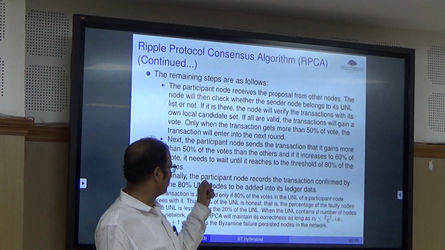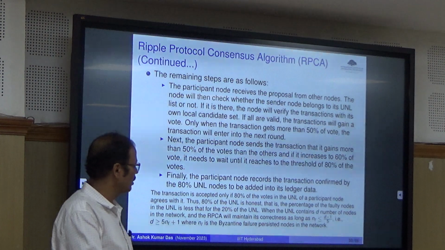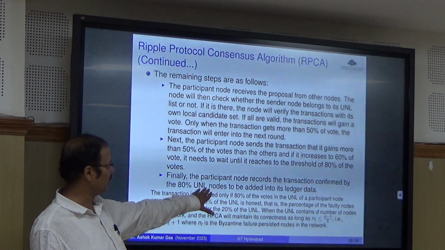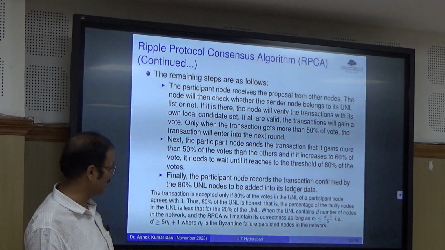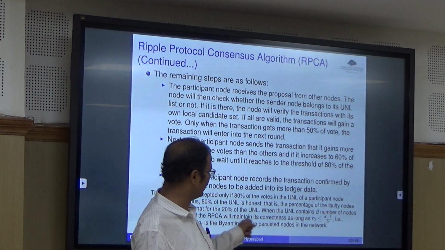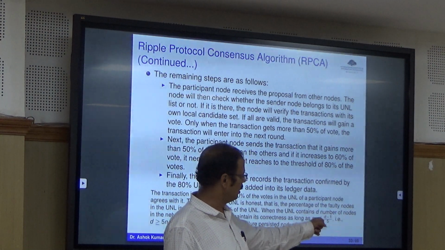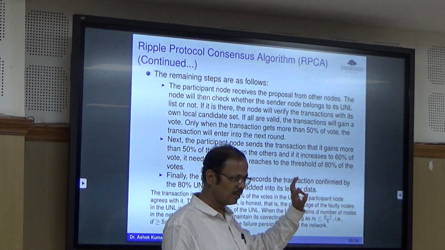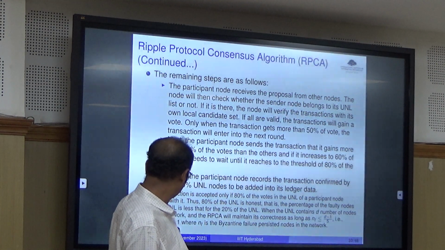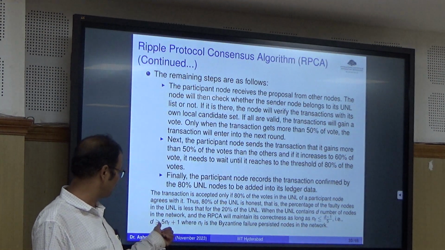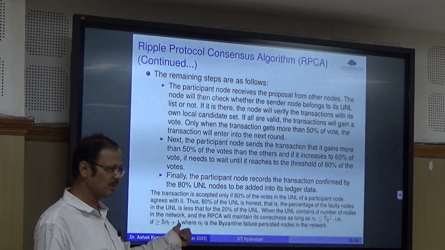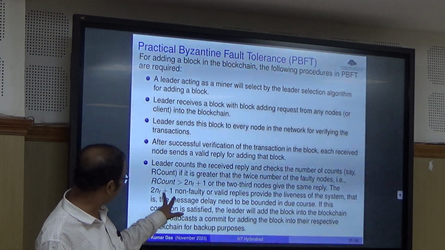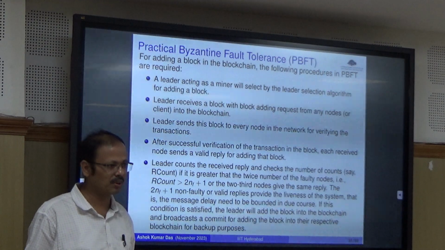In other words, the participating nodes record the transactions confirmed by 80% of the unique node list nodes to be added in the ledger data. In that case, RPCA requires the number of faulty nodes to be less than or equal to (d minus 1) by 5, where d is the total number of nodes in the P2P network. That is, the condition d must be greater than or equal to 5f plus 1 in the case of the RPCA algorithm, but in the case of BFT we require 3f plus 1. So that is the difference.